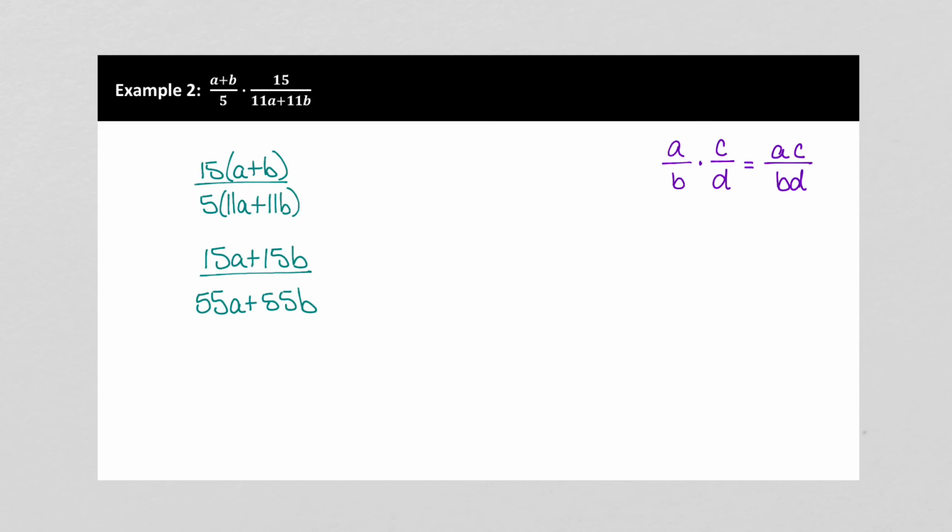But notice some things. We've got a's and b's in both of these. And our numbers are the same on the top and the same on the bottom. So we could factor out a 15 on the top and watch what happens. And factor out a 55 on the bottom. This enables us to cancel out the a plus b's. And our answer is just 15 over 55.